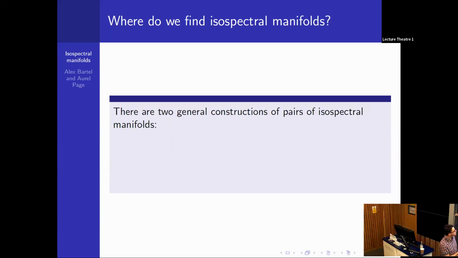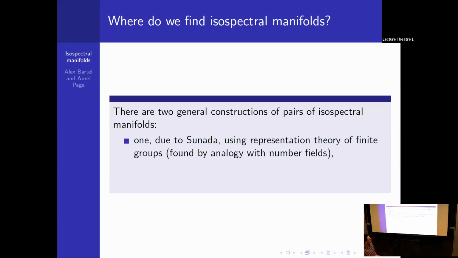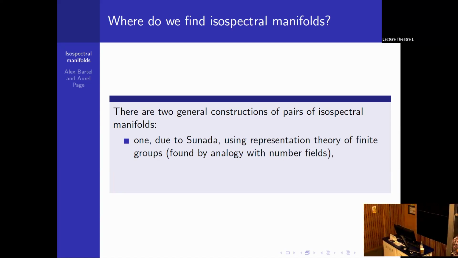Now, I said I don't know the answer in general, but I do know something, and that's what I'll tell you today. There are two major constructions of pairs of isospectral manifolds. Some people will say there are more, and some people will actually say there are fewer, but we might get to discussing this in a minute. One is due to Sunada, and by the way, I'm presenting them in reverse chronological order, but in order of decreasing fame, I think. Sunada's construction is the most famous one, using representation theory of finite groups.